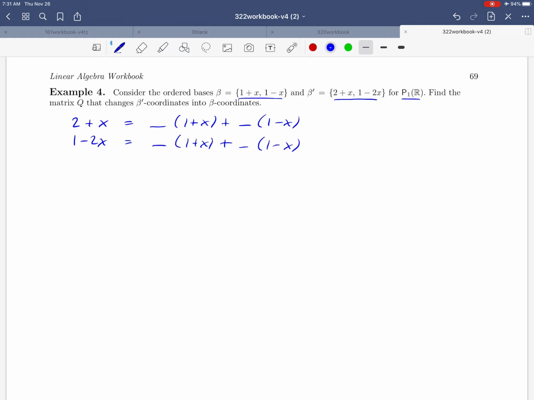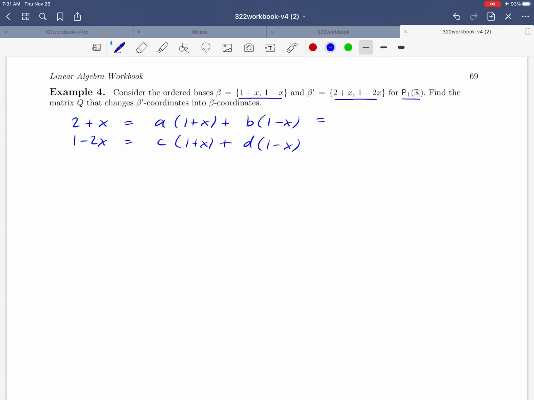Well, here's the thing. I'm not capable of looking at that and just figuring out what should go in the blanks because neither of these bases are terribly nice. They're not the standard basis. Maybe you can fill them in by inspection, but that's a tall order for me. So what I'm going to do is ask, what would we need to put in these two positions? We'll give those names A and B, and what would we need to put in these two positions? We'll call that C and D. So we're going to try to solve for those constants A, B, C, and D.